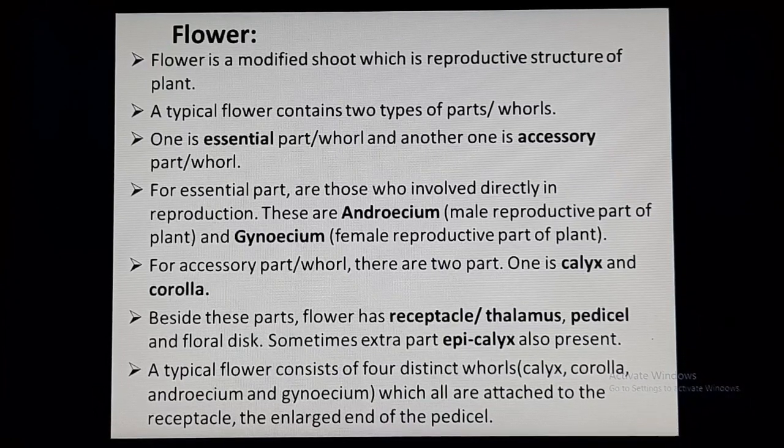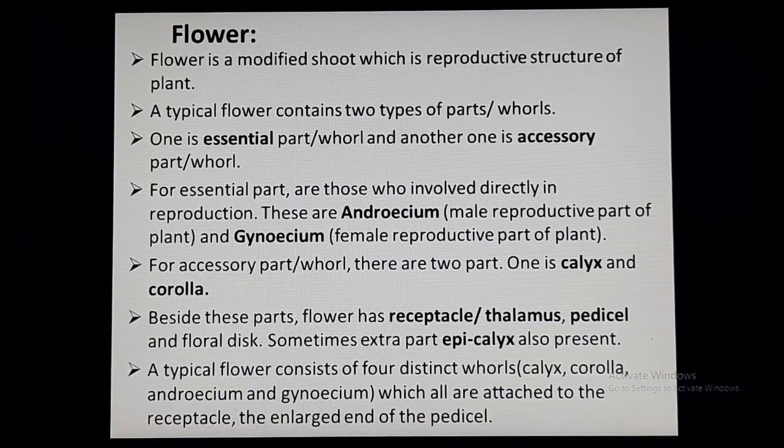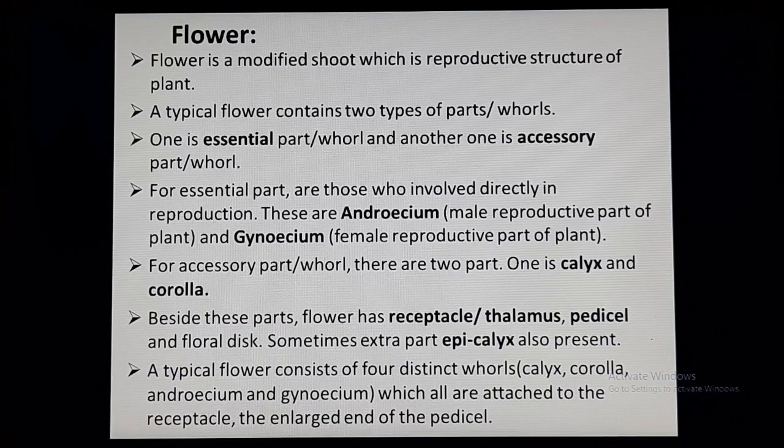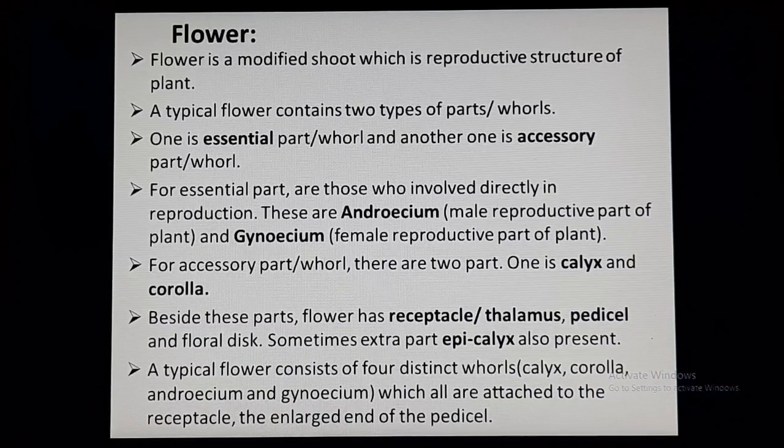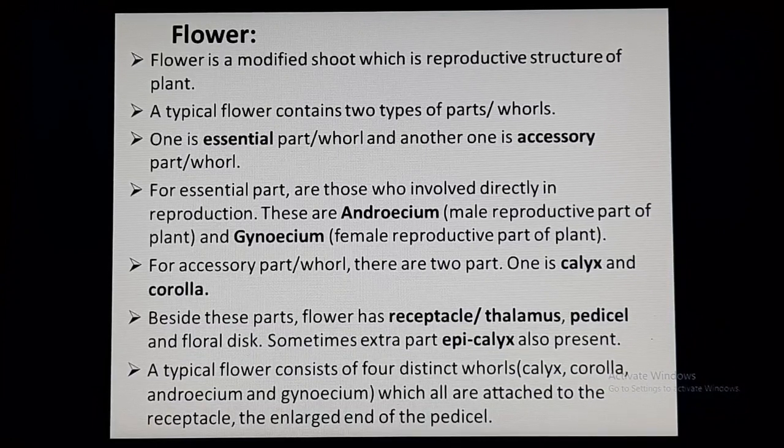For the essential whorls, there are two types. Why are they essential? Because they are involved directly in reproduction. That's why they are called essential parts. One is androecium, another is gynoecium. Androecium is the male reproductive part of the plant, and gynoecium is the female reproductive part of the plant.